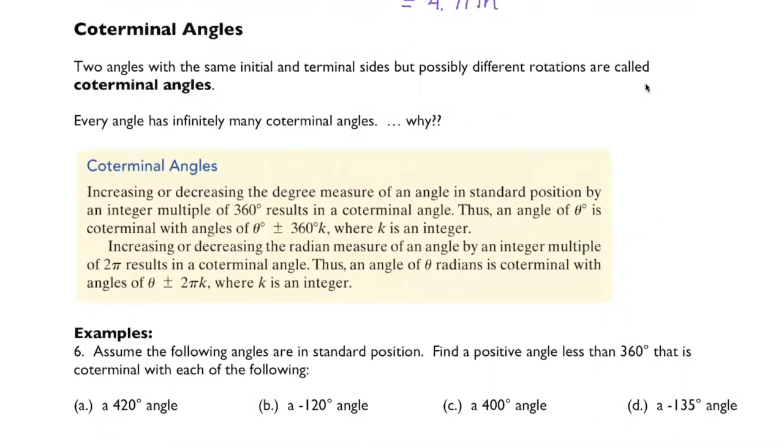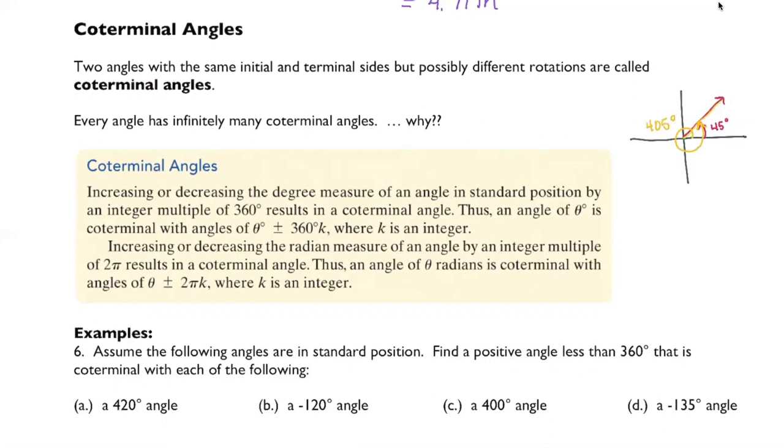So two angles that have the same initial and terminal sides, but possibly different rotations are called coterminal angles. Okay, the idea and the word itself, coterminal, tells you they have the same terminal side. So if I have an angle that measures, let's say 45 degrees, so that would be this angle right here. Now, if I were to do 405 degrees, that would be all the way around the circle plus 45 degrees more. So that would look like this, a whole circle plus another 45, that would be 405 degrees.